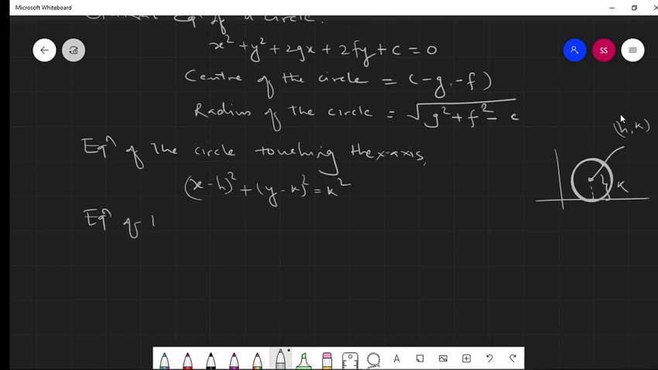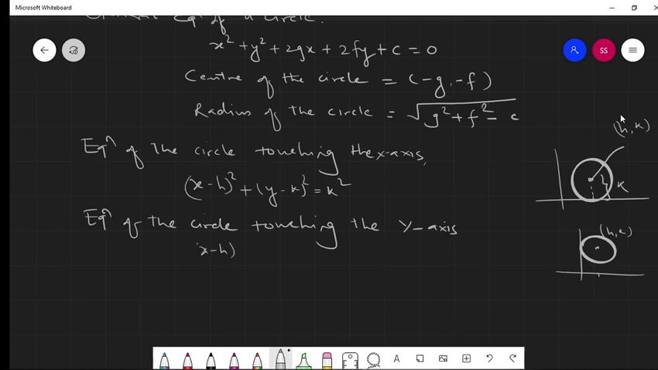Next one is equation of the circle touching the y-axis, like this. In this case, the center is h comma k. The equation becomes x minus h whole square plus y minus k whole square equal h square, because this distance will be h, that's why radius will be h in this way.